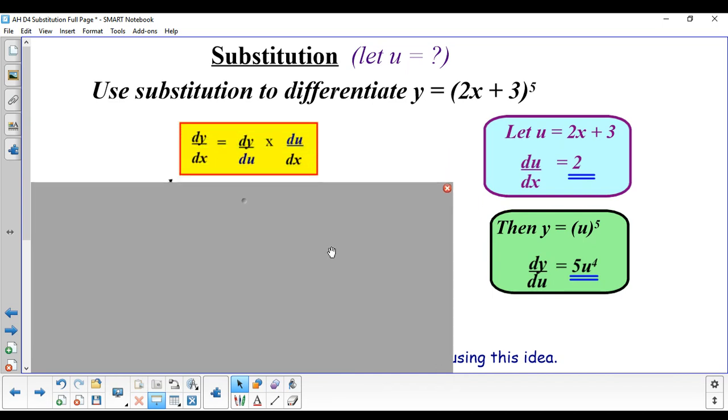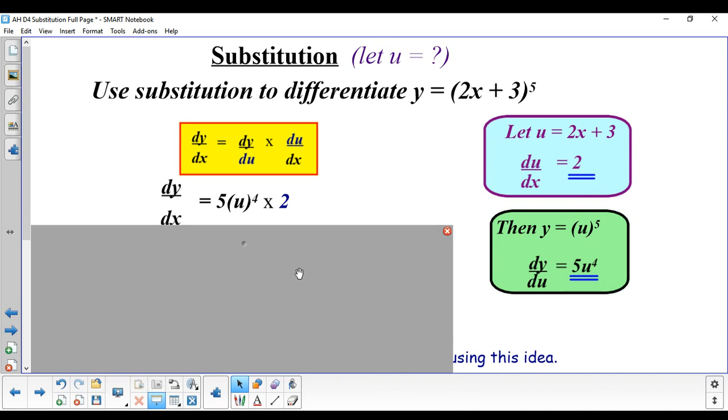If I write the rule down, actually what you do is you take the two derivatives and multiply them together. You have dy by du, which is 5u to the 4. You have du by dx, which is 2. And you'll see that for you to get dy by dx, it's the combination of them both. So it's 5u to the 4 times 2. You just take the derivatives then. Okay, 5u to the 4 times 2.